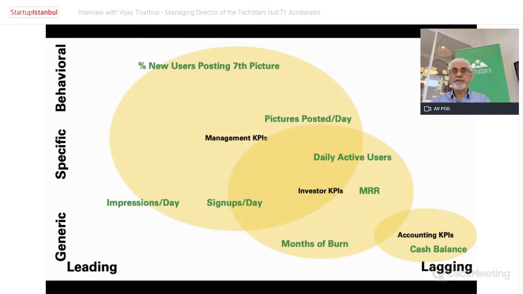So when you do get a legal due diligence from an investor, a lot of the indicators are going to be accounting type KPIs. But at the point when an investor is really looking at whether this company has got potential for growth, they tend to look at active users, they look at signups, monthly burn rates, etc. So understand that there's an interplay between behavioral to generic and then leading to lagging. And that's the point I like to make here, that you can figure this one out.